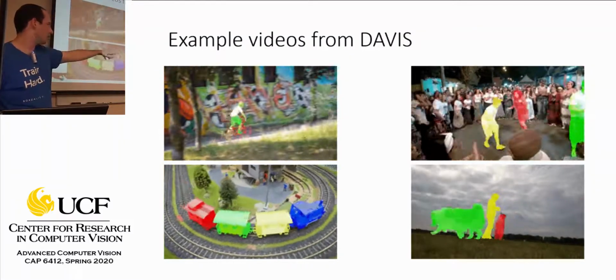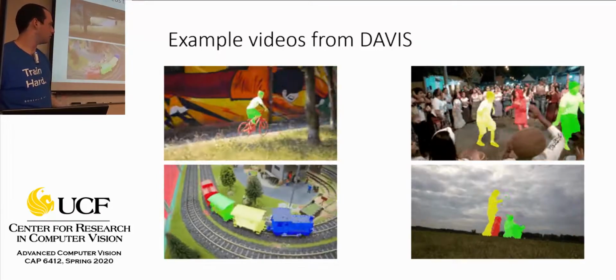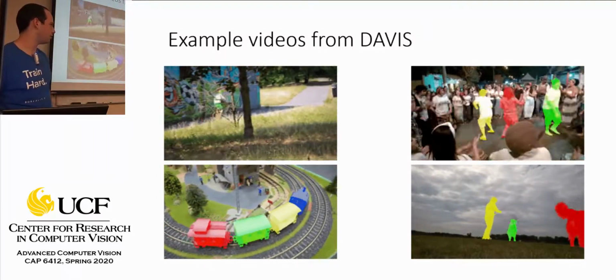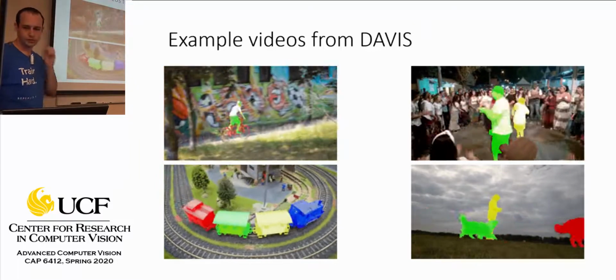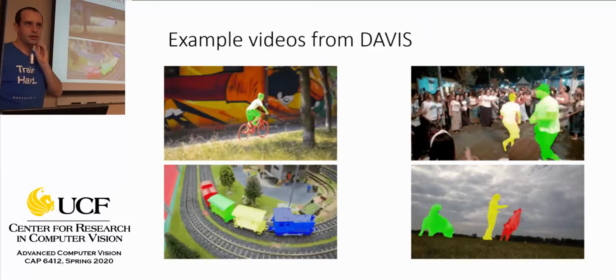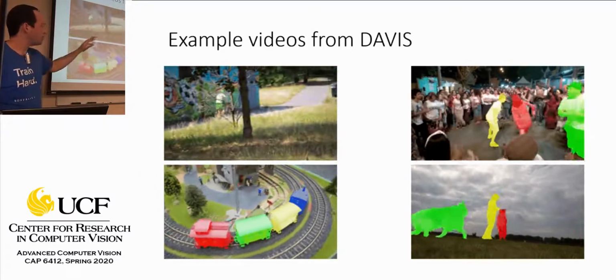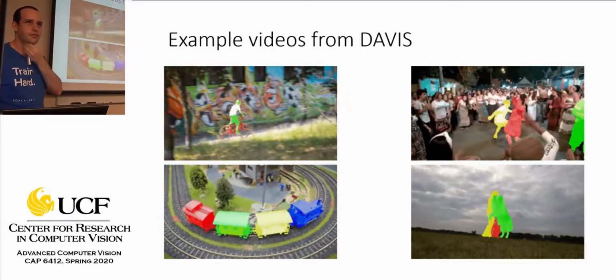And then also the dogs example. As you can see, the dogs move rather quickly, so it's easy for networks to lose that segmentation as they move quickly. So are there any other questions about the problem itself?